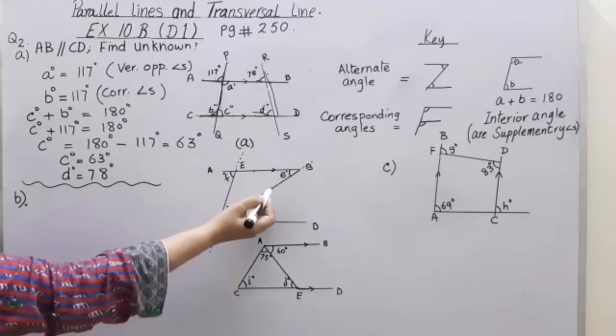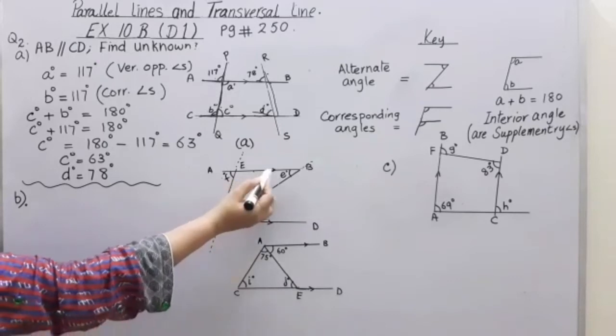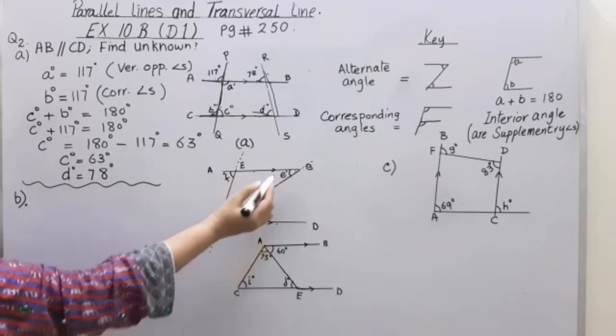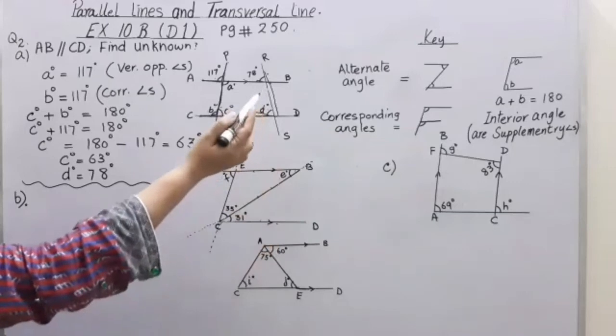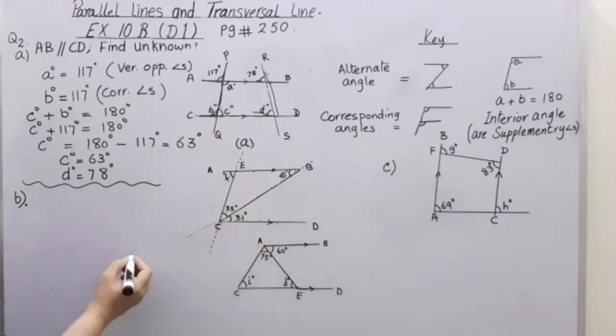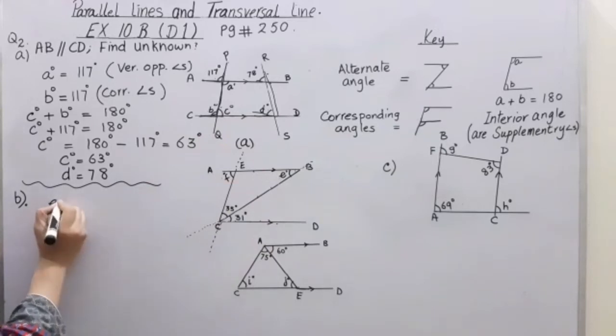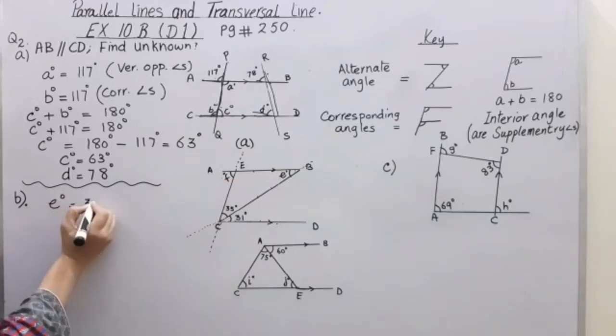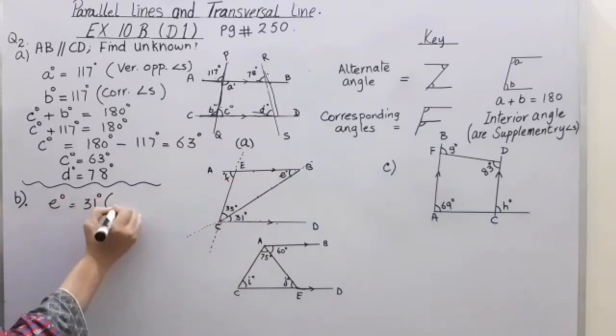So first we take this transversal line, E. E makes the Z. Z is alternate angles. These two angles are equal. So E is equal to 31. Alternate angles.